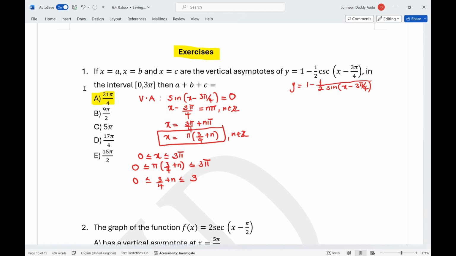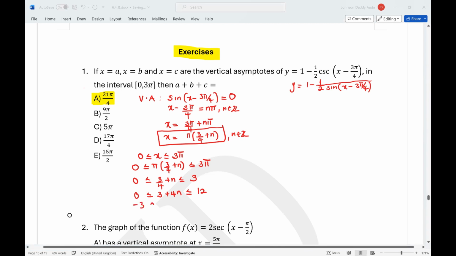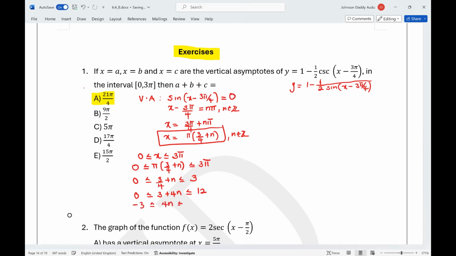And then we can multiply both sides by 4 so that this is still 0. And this will be 3 plus 4n. And this is going to be 12. So we have minus 3 is less than 4n is less than 12. If we divide both sides by 4, we will have minus 3 over 4 is less than or equal to n, and is less than or equal to 3.